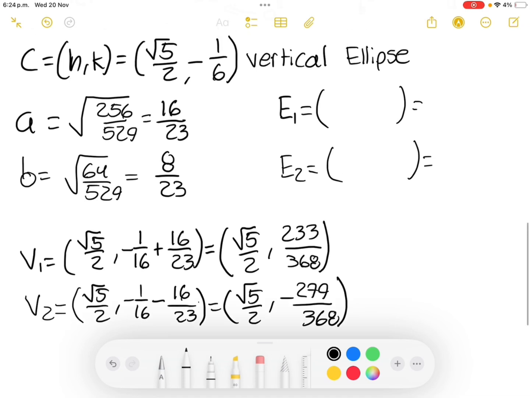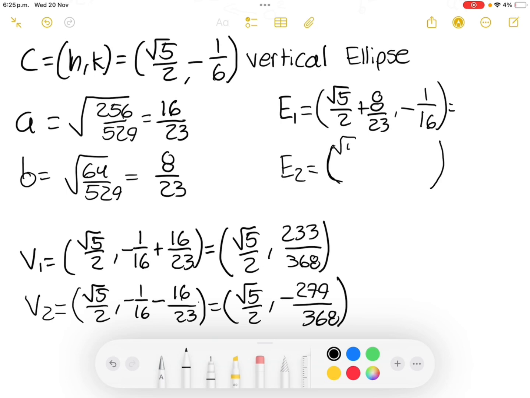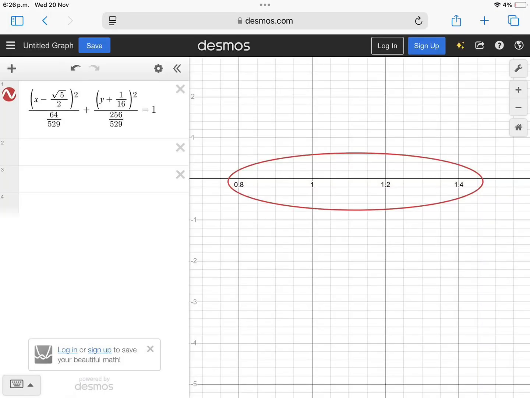So now we have to get the values of the covertices. That is going to be the square root of 5 under 2 plus 8 under 23, comma, minus 1 under 16. And for covertex 2, it's going to be the same, but we're going to change the plus for a minus on the 8 under 23. This is our result, and these are our references.